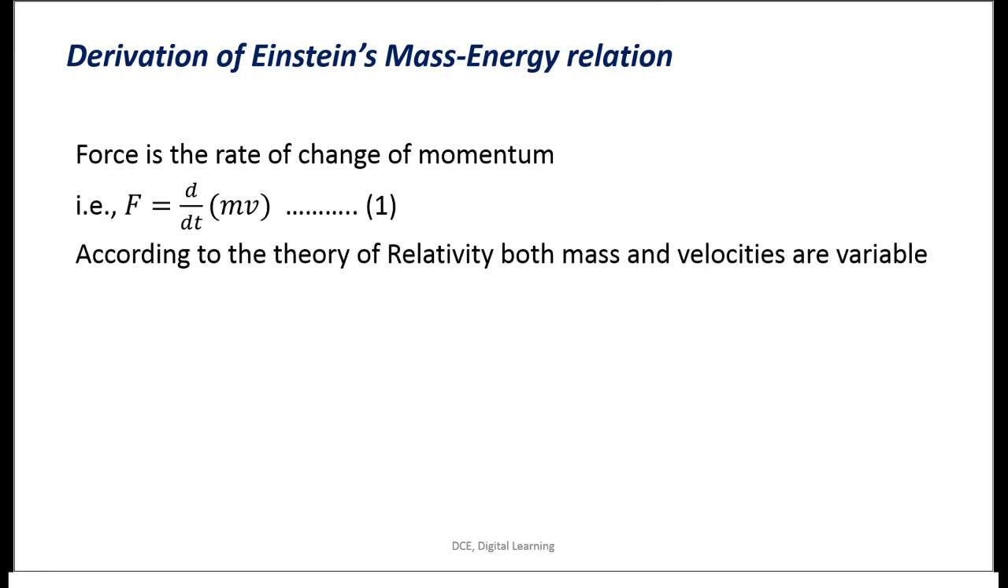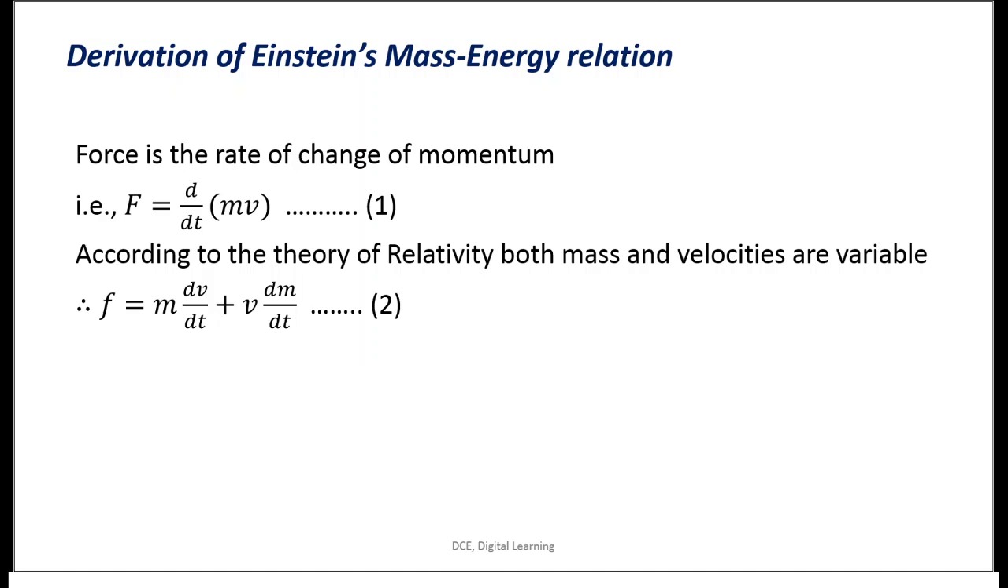According to the theory of relativity, both the mass and velocity are variable. Before the introduction of the theory of relativity, it was considered that mass is a constant and an absolute physical quantity. But the theory of relativity shows that as the velocity of the particle increases, its mass also increases. It was shown in the last session.